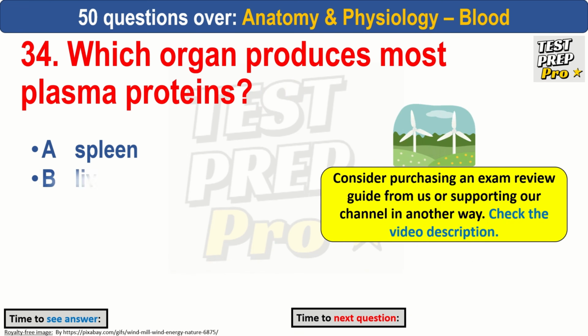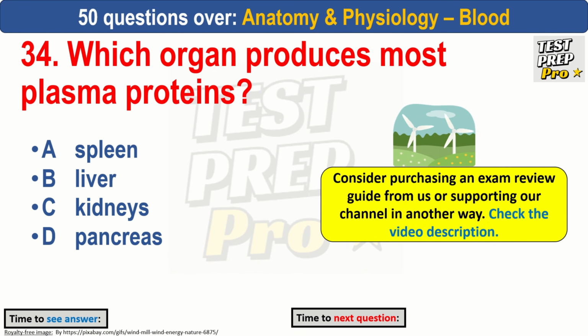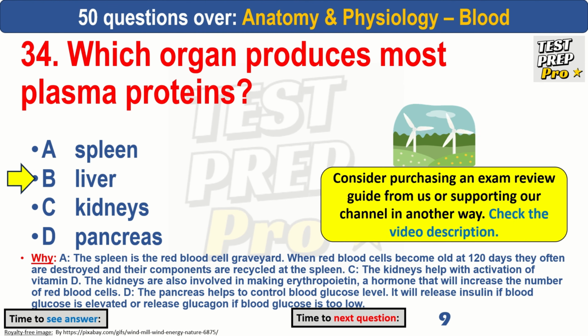Which organ produces most plasma proteins? Is it A, spleen, B, liver, C, kidneys, or D, pancreas? So again, which one makes most of the proteins that you find in the blood? It's going to be the liver. One of the big ones is albumin. And albumin can carry steroid hormones on it and can also play a role in helping to regulate your blood pressure.